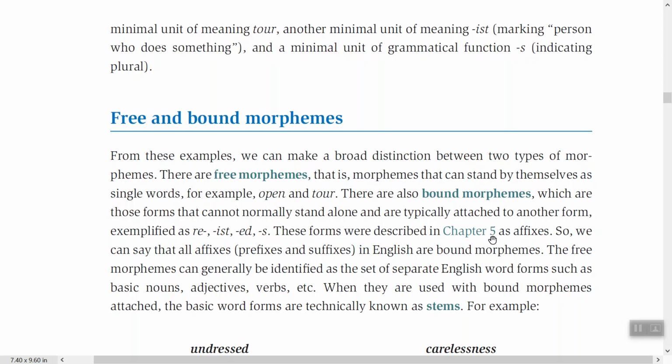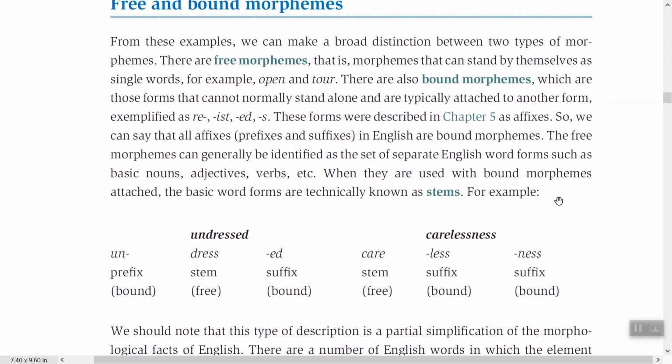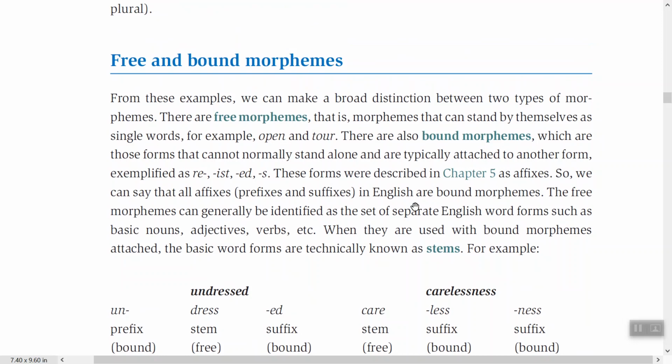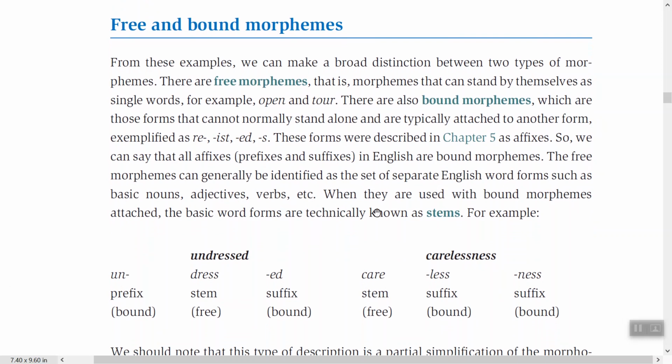These forms were described in chapter 5 as affixes. If you remember, we talked about them. We can say that all affixes, prefixes and suffixes, in English are bound morphemes. All of them are bound morphemes: re at the beginning, s at the end. For example, possible, impossible; virus, antivirus. The free forms can generally be identified as a set of separate words such as basic nouns, adjectives, verbs. These are free morphemes.